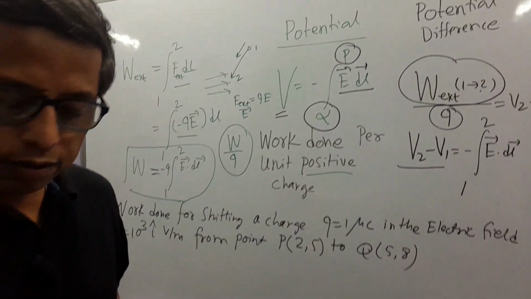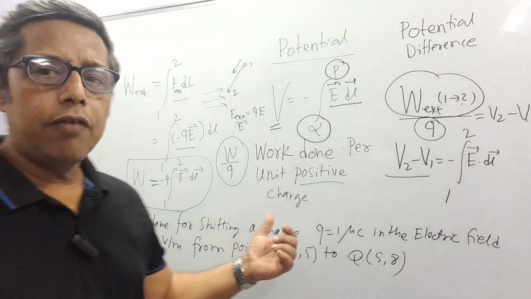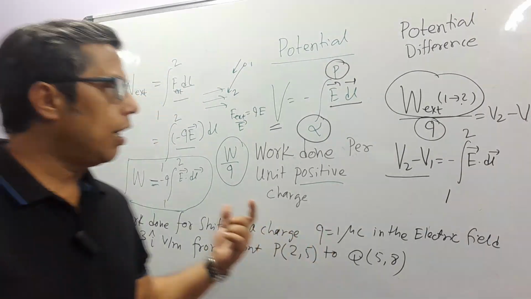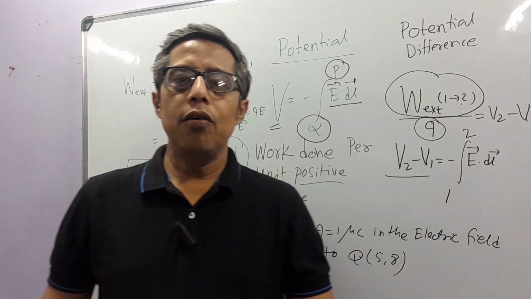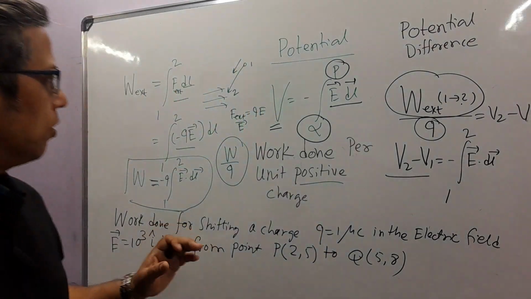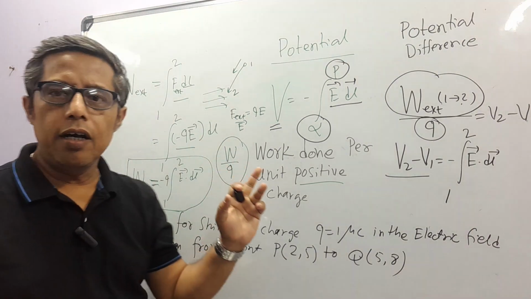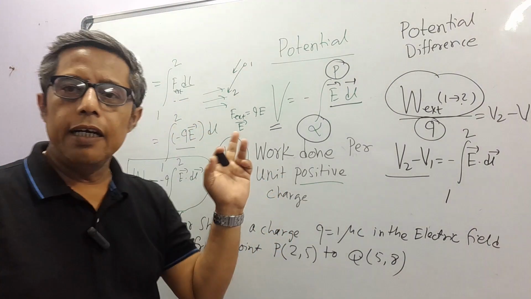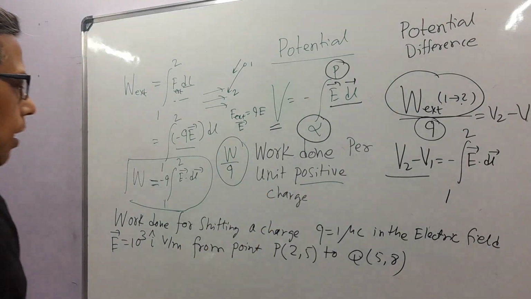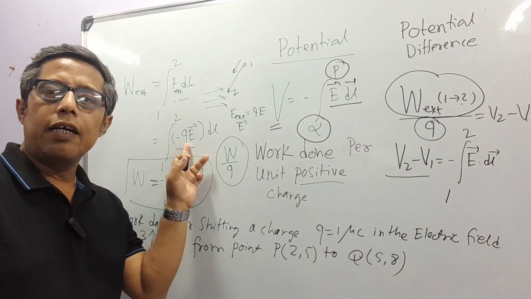These three things are very important, and conceptually sometimes you get confused, so these are the major concepts. First, work done is equal to force into displacement. Then the force is the electrostatic force, F is equal to QE, as I told you.